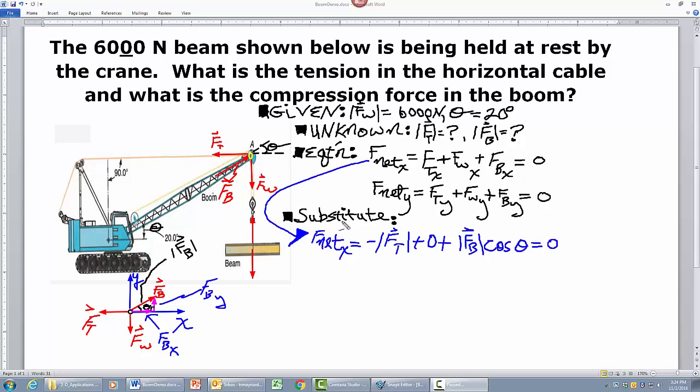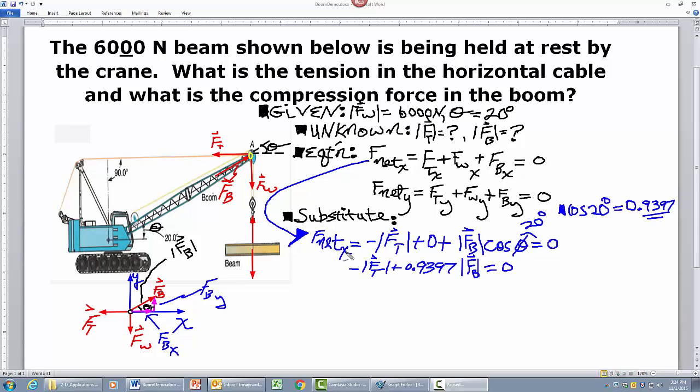Substituting, first of all, symbolically, the net force in the x direction. F_t of x is minus the magnitude of the tension vector. The tension vector is out the negative x-axis, plus the x component of the weight vector. The x component of the weight vector is 0 since the weight vector is out the negative y-axis, plus the x component of the boom force vector. That's the adjacent side of this right triangle, and therefore it's the hypotenuse times the cosine of the angle. Therefore, that's the magnitude of the boom force, the hypotenuse of this right triangle, times the cosine of theta. These all sum to zero.